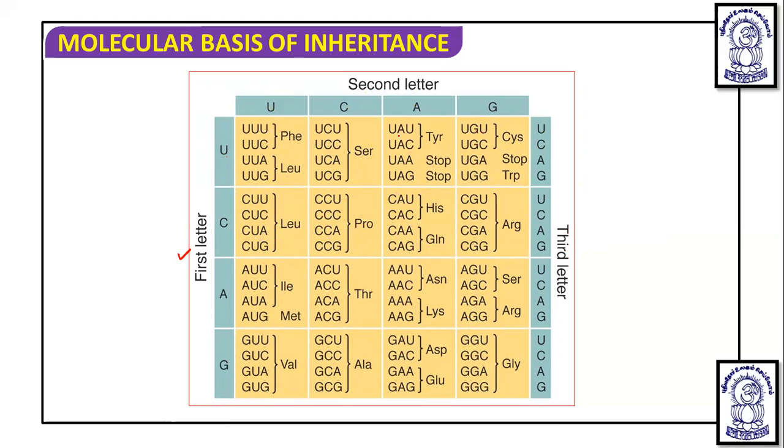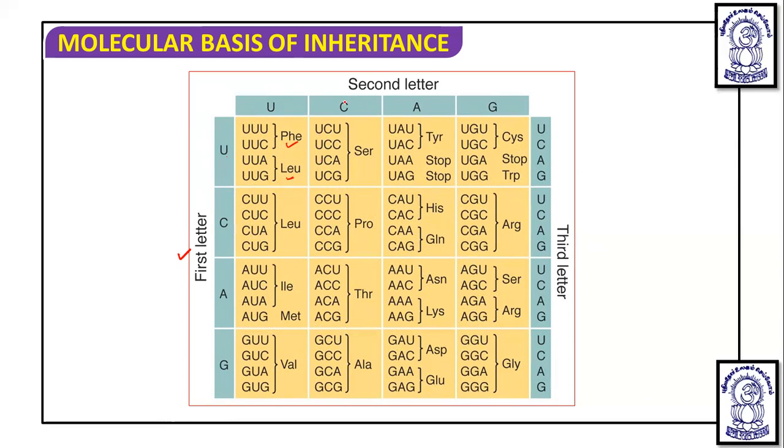So in the first row, U will be in the third position. In the second row C will be there. On the third row A will be in the third position, and in the fourth G will be there. Similarly, all four bases will occur. So you can see here U is on the first position, U is on the second position, and U, C, A, G on the third position. So UUU and UUC code for phenylalanine, whereas UUA and UUG code for leucine.